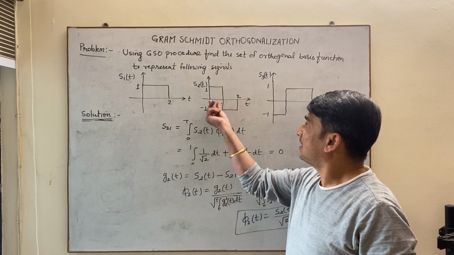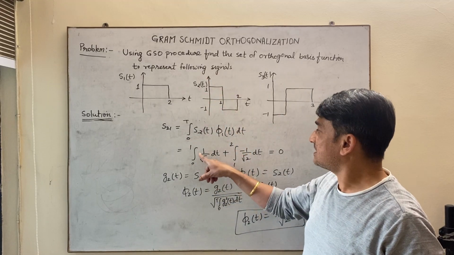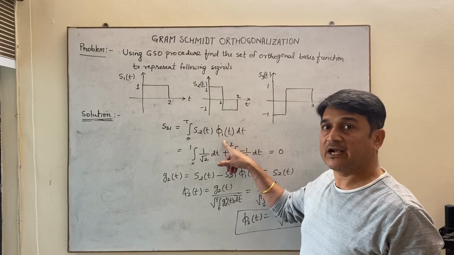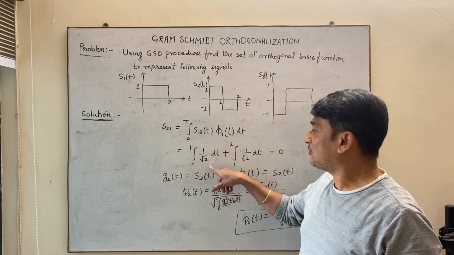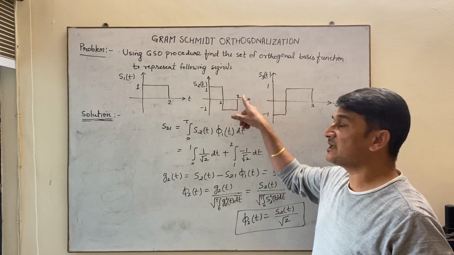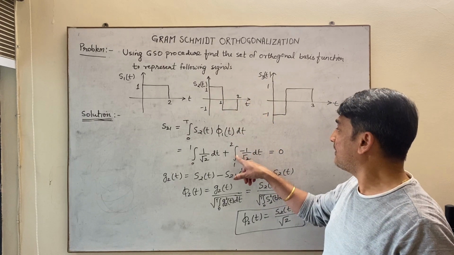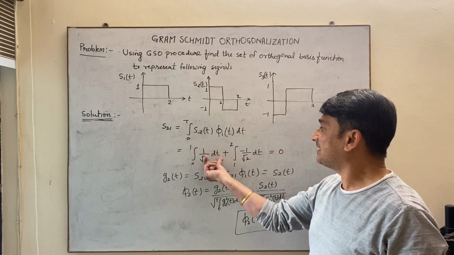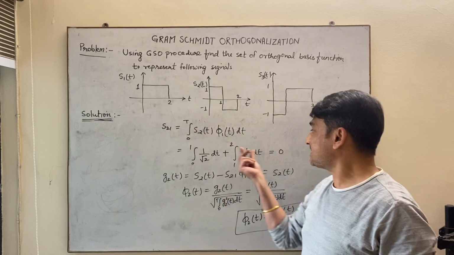In 0 to 1, the value of the function is 1, and the phi 1(t) value is 1 by root 2. So this is 1 into 1 by root 2. And similarly, within the limit 1 to 2, the function has the value minus 1, so it will be minus 1 by root 2. By solving this, you will get the value of S21 as 0.